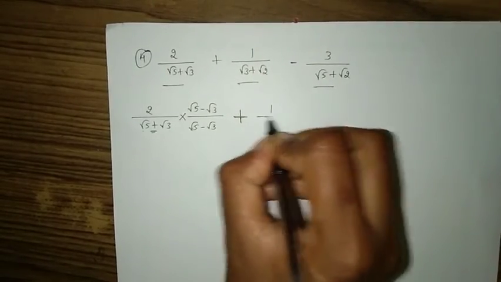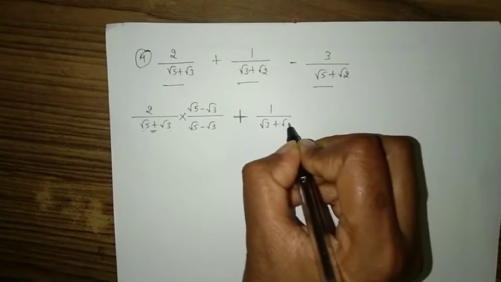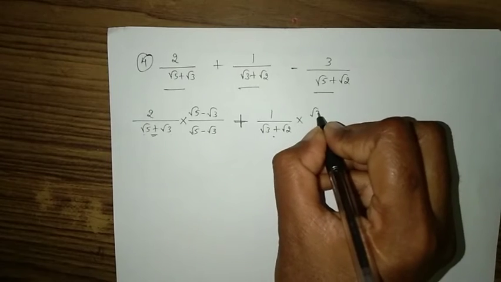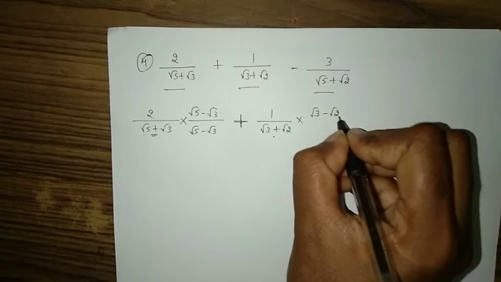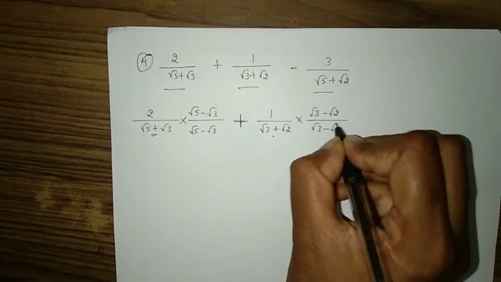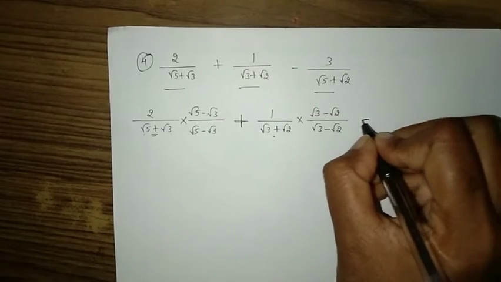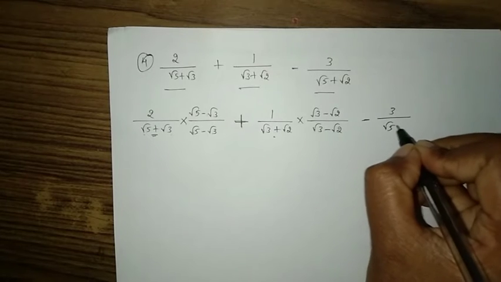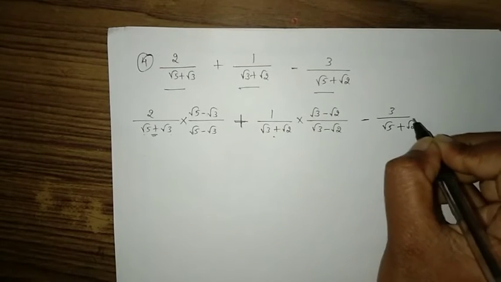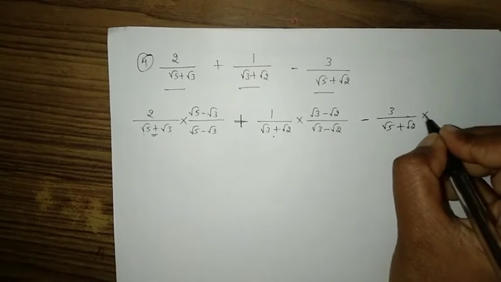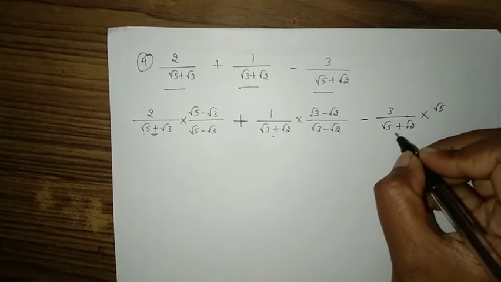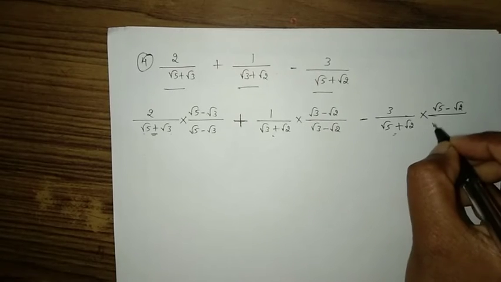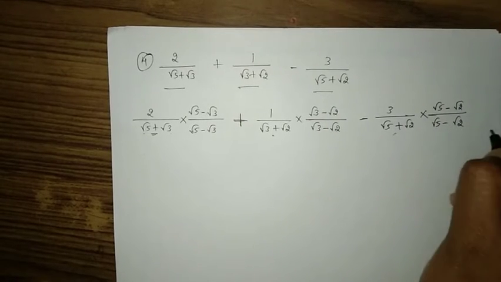So that is 1 divided by root 3 plus root 2. What we have to do? We have to change the sign. Root 3 minus root 2 divided by root 3 minus root 2. Good. So let's take this one, 3 divided by root 5 plus root 2 into root 5. We have to change the sign, minus root 2 divided by root 5 minus root 2.